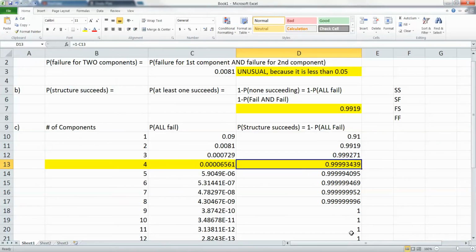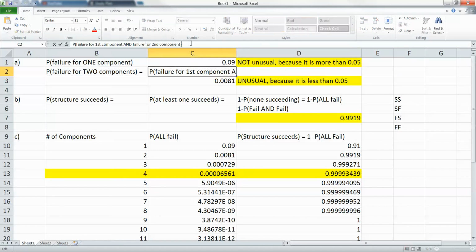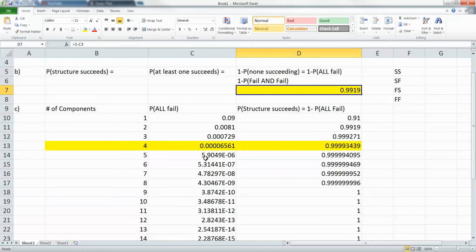Okay, so let me see if I can double check things for you. First part was just failure, 0.09. 2 failures, that's fail and fail. The probability of fail, fail is fail on the first, fail on the second. So you multiply 0.09 times 0.09, you get 0.0081. Then the structure succeeds is 1 minus the probability of failure, because you're trying to get all the successes added up. So you find the one where they fail altogether and then take it away from 1, and that's what we got right here.